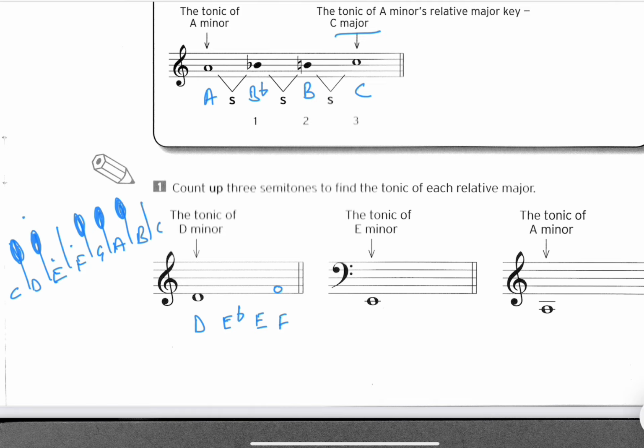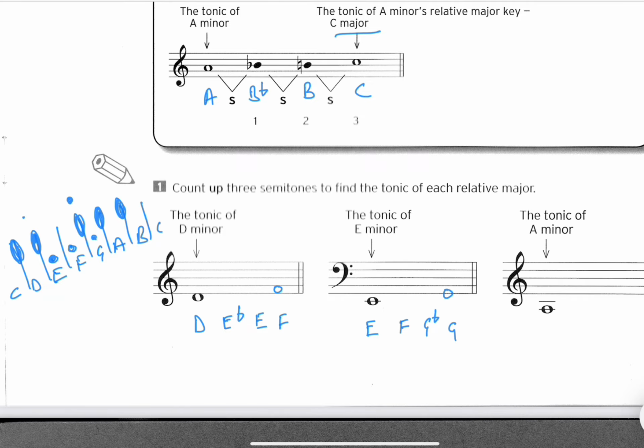Okay. Next is E minor. So let's take 3 semitones up from E. This is our E. The next semitone is F. The next semitone is G flat. And the next semitone is G. So we find G as the relative major scale.